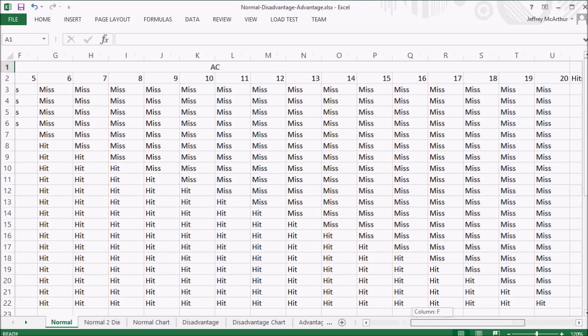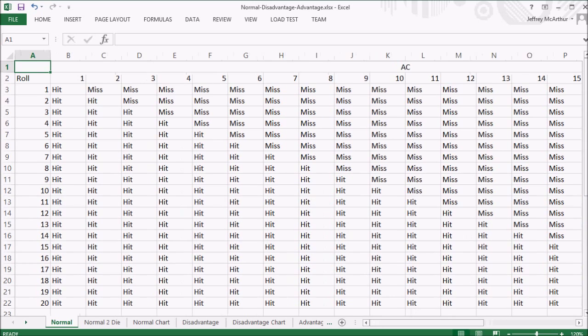1 through 20. I'm only going to use a simple little calculation: is this roll greater than or equal to this armor class? If so, it's a hit. If not, it's a miss. Real simple chart. Hopefully everybody doesn't have any problem with that.